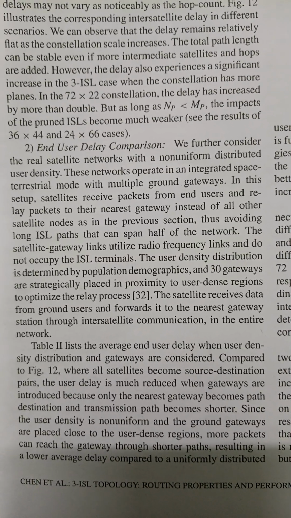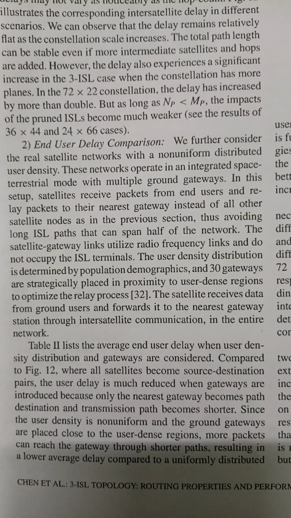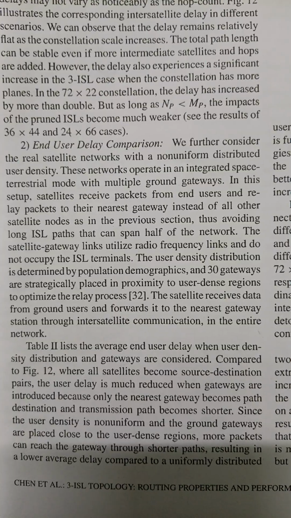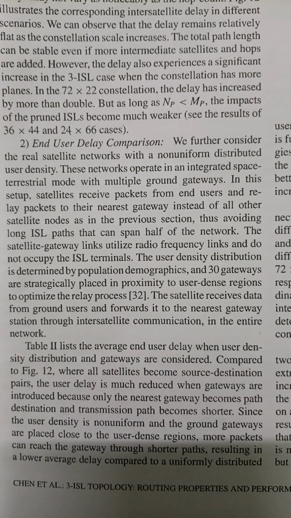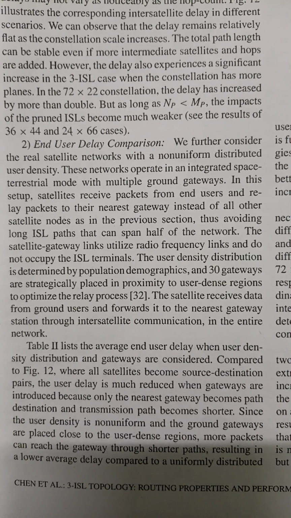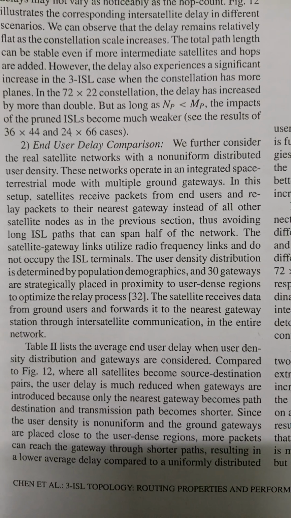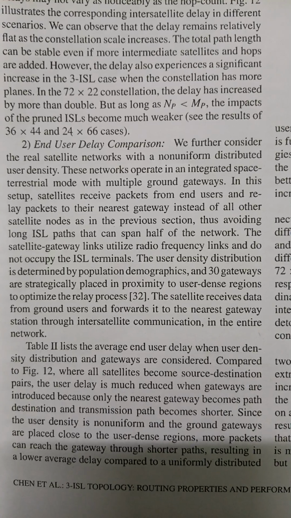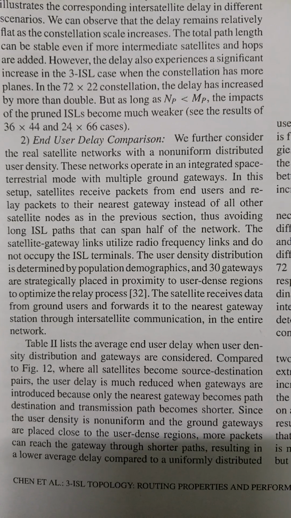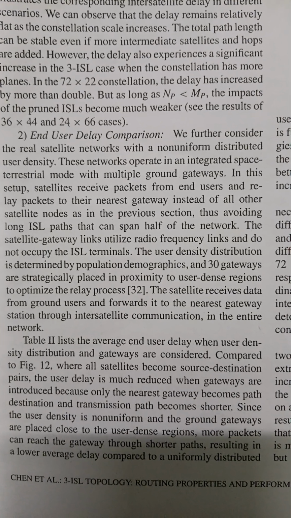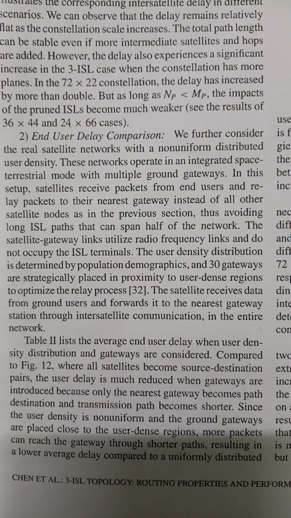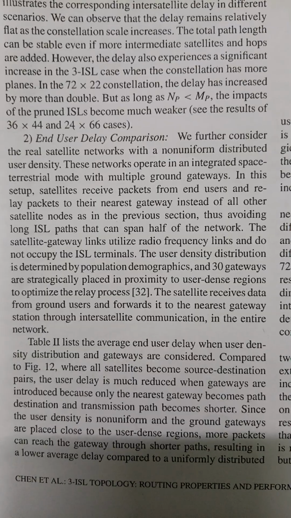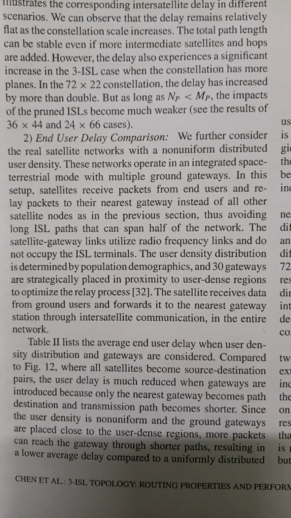Induced delay comparison. This is simulation result number 2. We further consider the real satellite networks with a non-uniform distributed user density. These networks operate in an integrated space terrestrial mode with multiple ground gateways. In this setup, satellites receive packets from end users and relay packets to the nearest gateway instead of all other satellite nodes as in the previous section, thus avoiding long ISL path that can span half of the network.